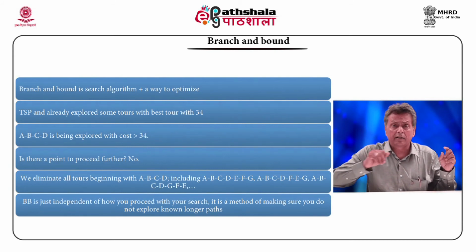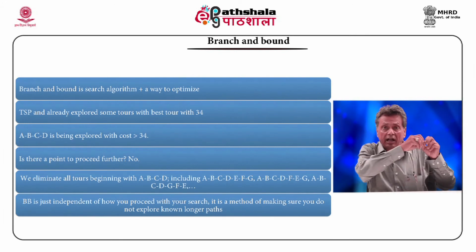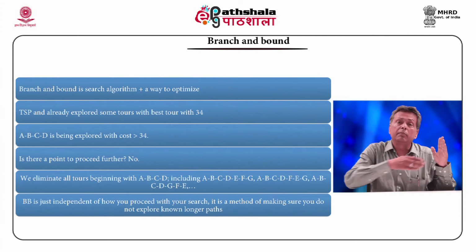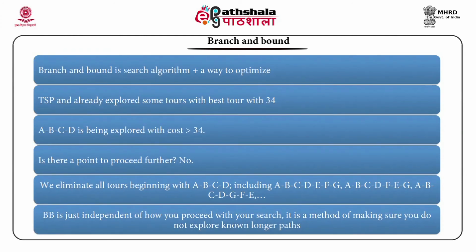And if I get one path as 34 and another as 22, my bound reduces to 22. Now, I will trim anything which is more than 22, because I already have a solution which provides 22. I want something less than 22. If something is more than that, the path is of no interest to me. So that is the idea of branch and bound, which is pretty simple.